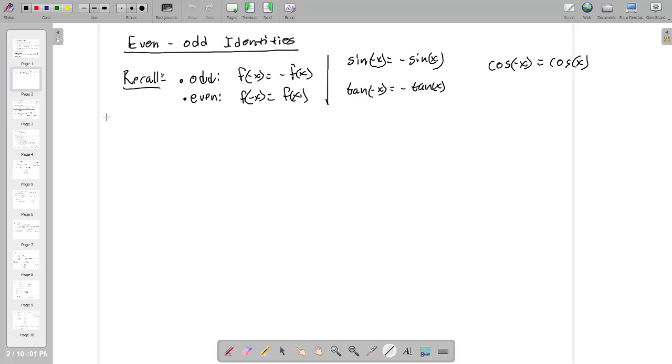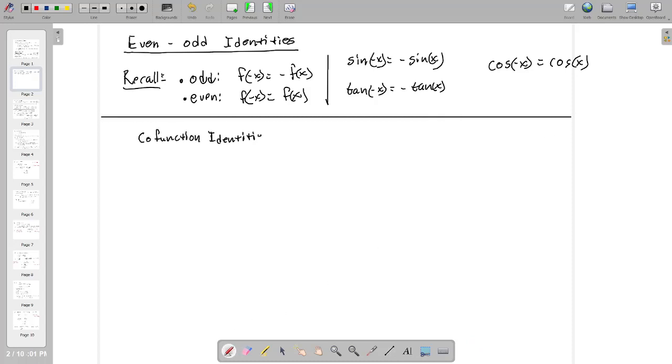Right, next I want to introduce some new identities, the cofunction identities. You might be wondering what the relationship is between sine and cosine, secant and cosecant, and tangent and cotangent. This is where they're related, the cofunction identities. Specifically that sine of pi over 2 minus x is equal to cosine of x.